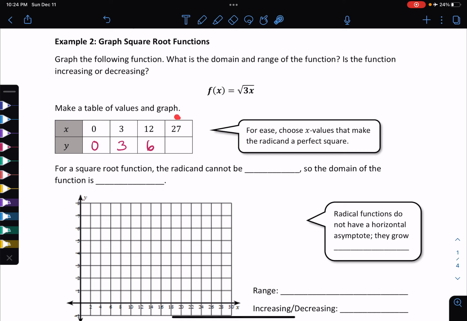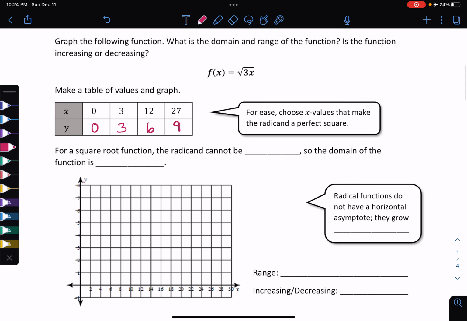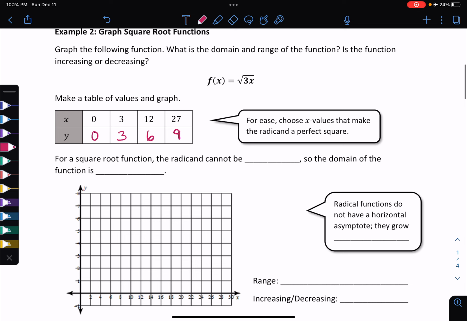When I plug in 27, 27 times 3 is going to give me, I did not do this before the video, and I should have because I do not remember what that is on the spot. 27 times 3 is 81. 81 is a perfect square, right? And the square root of 81 is 9. All right. So for a square root function, the radicand cannot be what? So this number inside, this is the radicand when we're talking about that. This right here, radicand, okay?